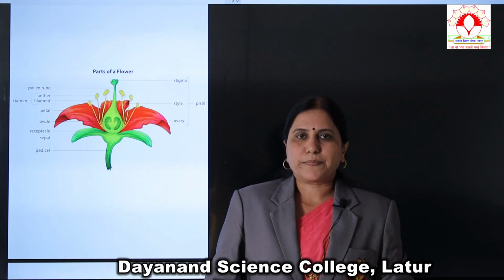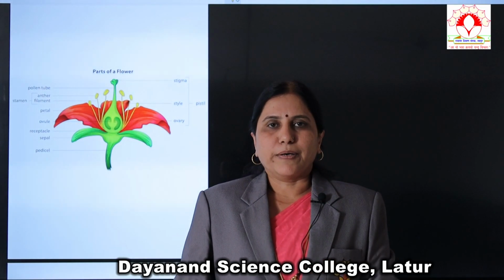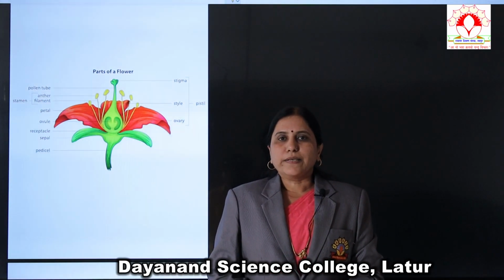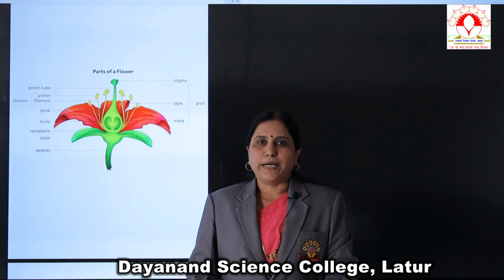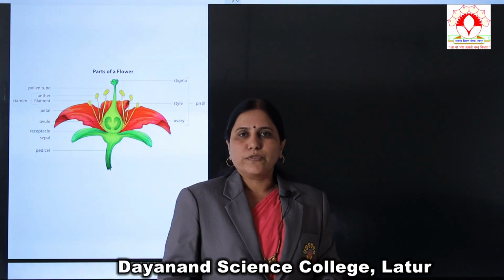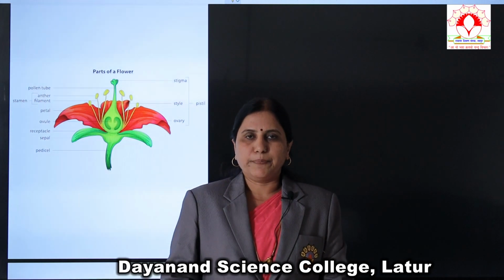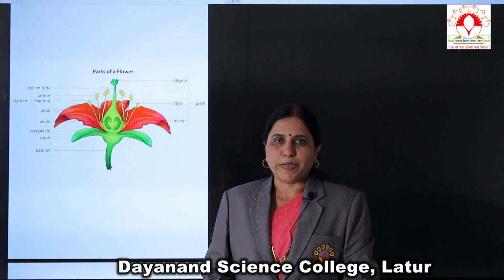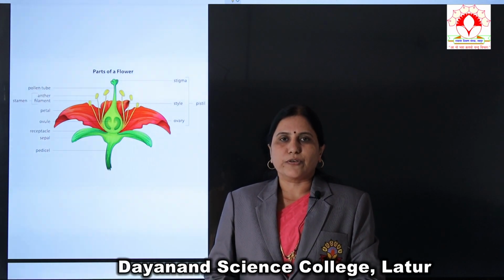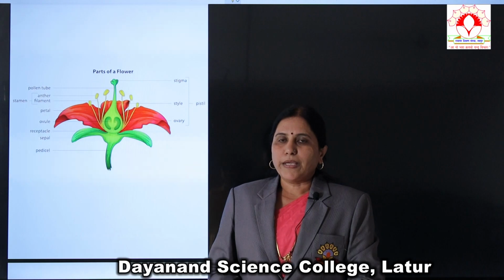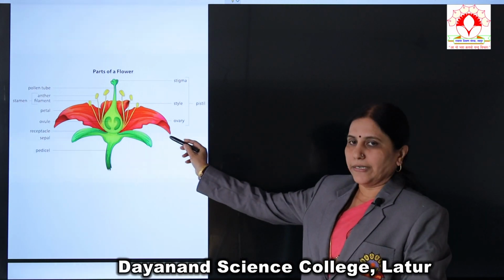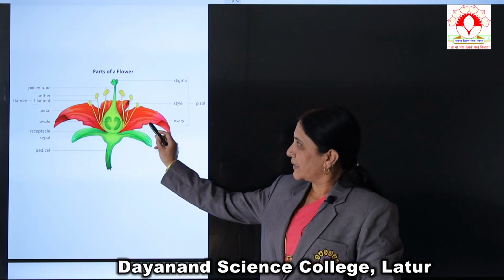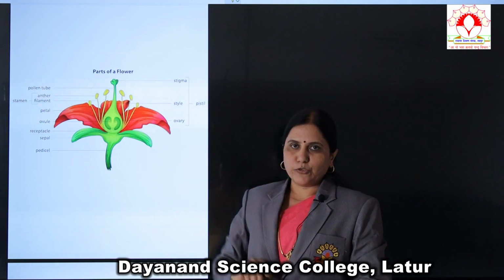Hello dear students, today we are going to discuss types of pollination. But before that, I think you know about angiospermic plants. Angiospermic plants are those which are flower and seed bearing plants. So flower is the main reproductive organ of angiospermic plants, and you know about the structure of flower, parts of flower. We know that a typical flower is having different parts like pedicel, calyx, corolla, androecium and gynoecium.